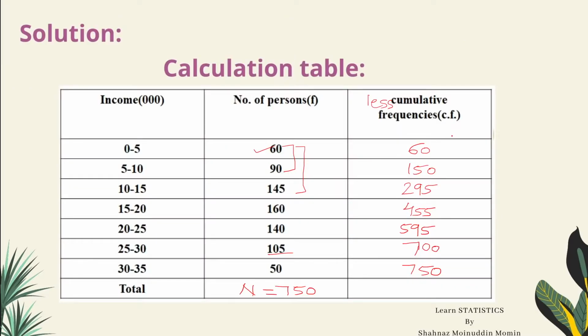Look at in the column of less than cumulative frequency, a frequency 295 is just greater than 187.5, and the corresponding class for 295 is 10 to 15. Hence this class is first quartile class.